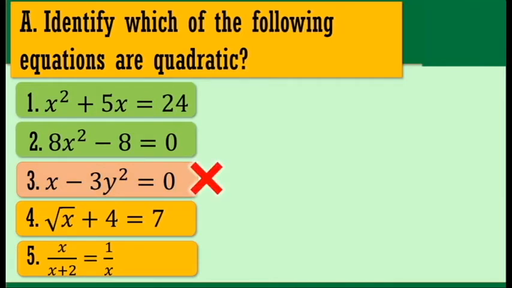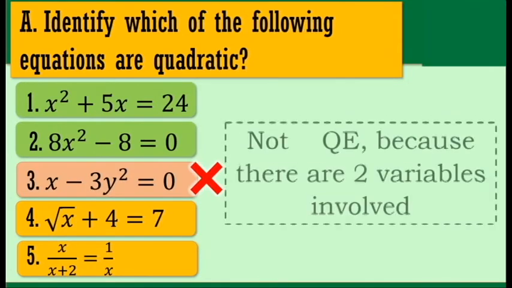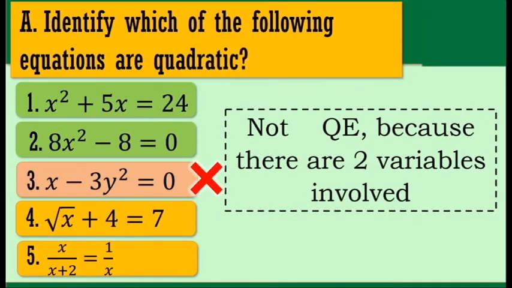Now here, how about for the third item? That is not a quadratic equation. Why? Because it contains 2 variables. You have here, take note, the first term is x and your second term is y.